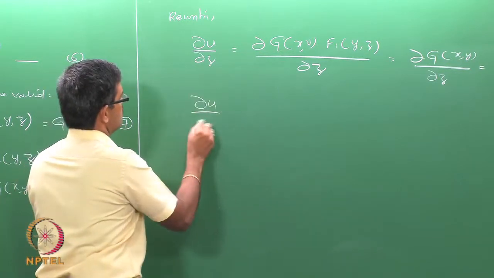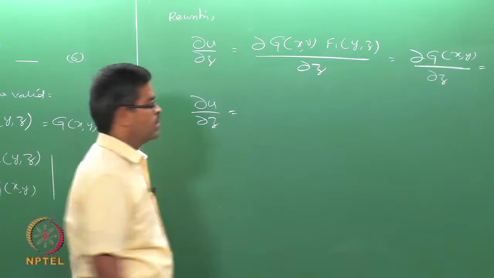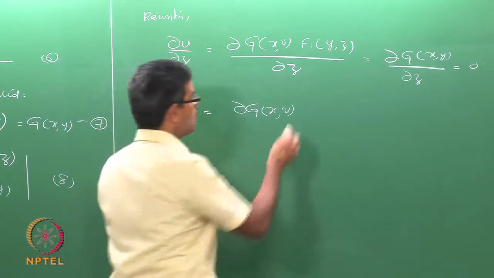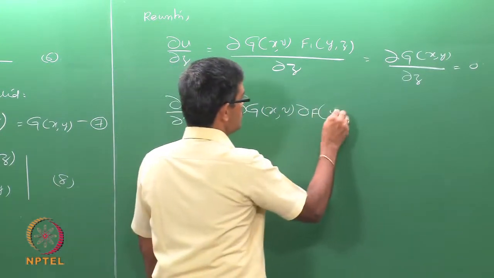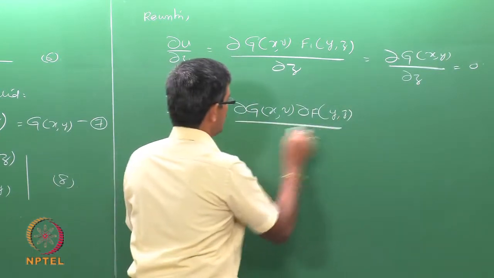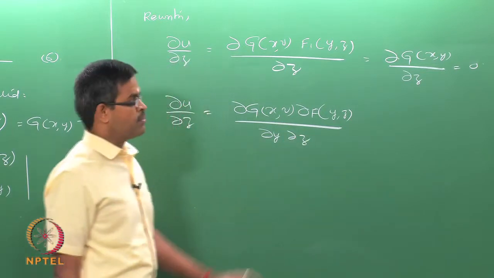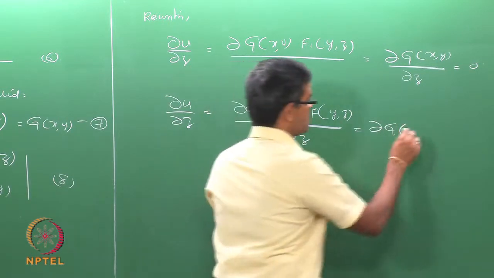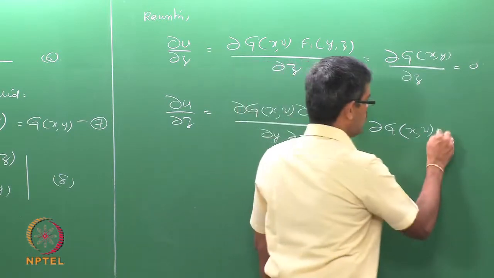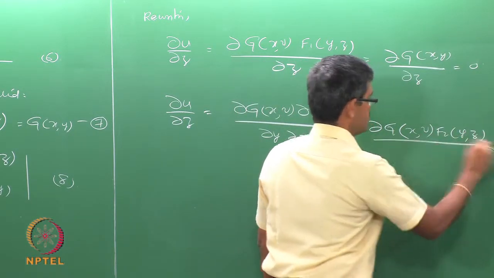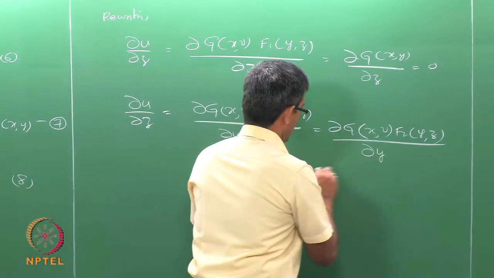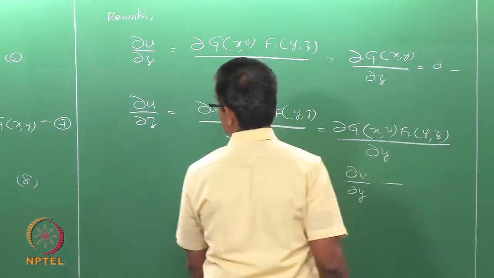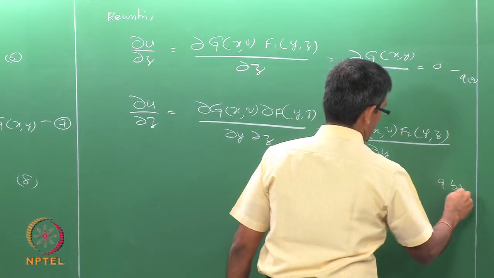So, rewriting, dou u by dou z can be dou g x v, dou f y z divided by dou y dou z. I am making a partial derivative of this also, which is dou g of x v, f2 of y z by dou y, which can be said as dou v by dou y. Call this equation 9a and equation 9b.